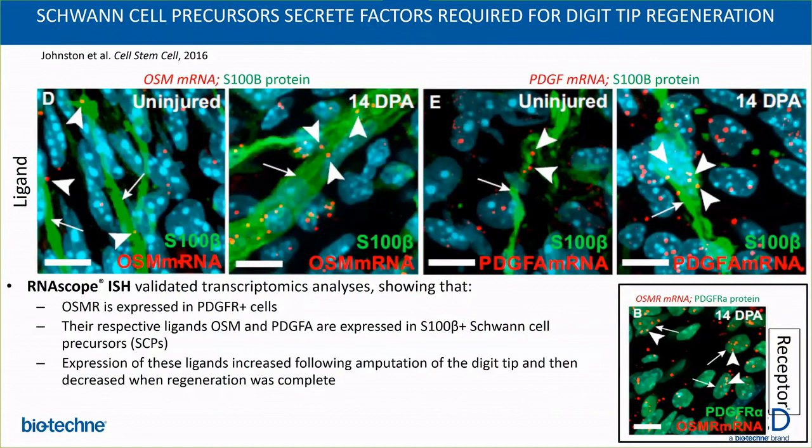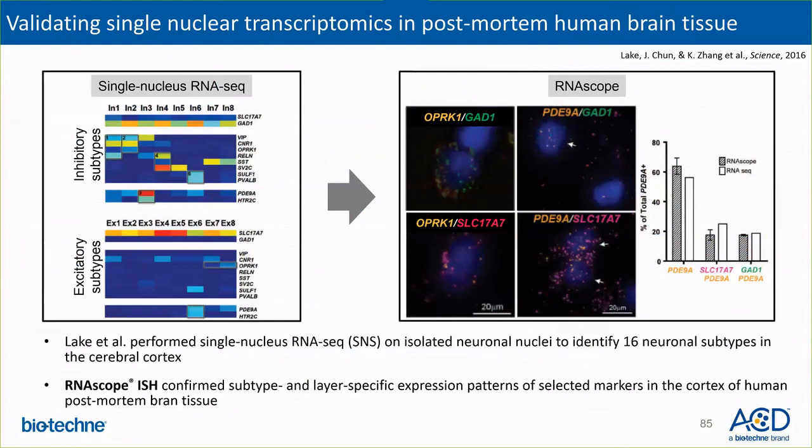Another area we would like to highlight for the use of RNAscope is the validation of RNA-seq results. The authors used RNAscope-ISH to confirm the identity of neuronal subtypes identified using single nucleus RNA-seq. They performed RNAscope on a set of selected markers that complemented their RNA-seq study and confirmed the subtype and layer-specific expression of the markers in the cortex. This paper demonstrates a robust and scalable method for identifying and categorizing single nuclear transcriptomes.